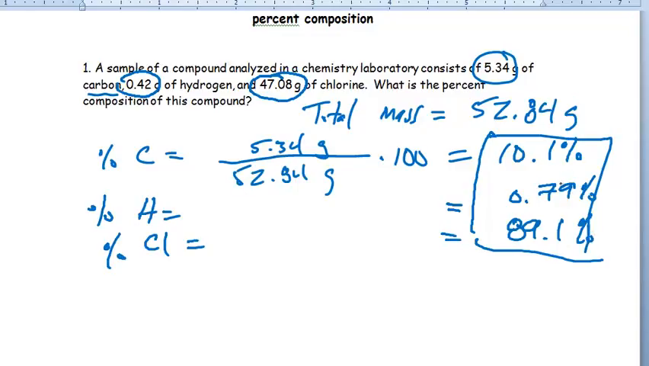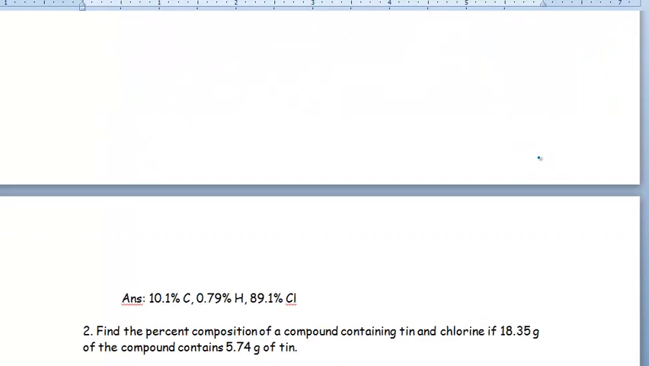Sometimes, because of small rounding errors, your total percentages might come out to be 100.1 or 99.9, but those are rounding errors. As long as you can get it in this ballpark, you're doing fine. Okay, so that is an example of how you'd work number one.